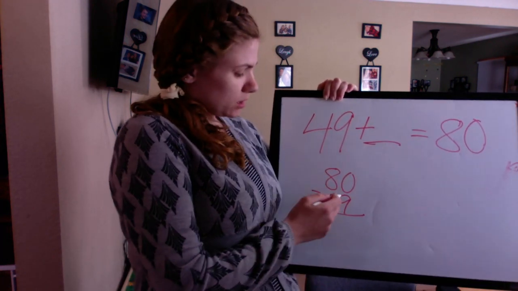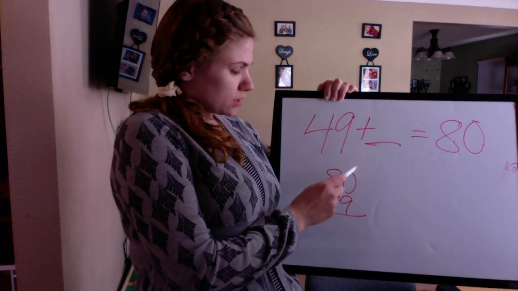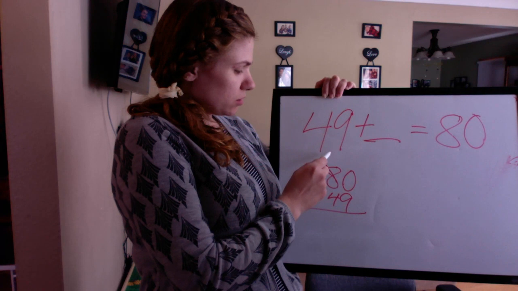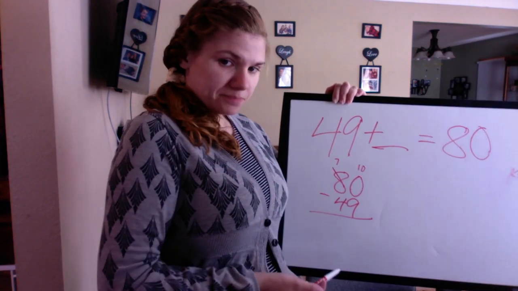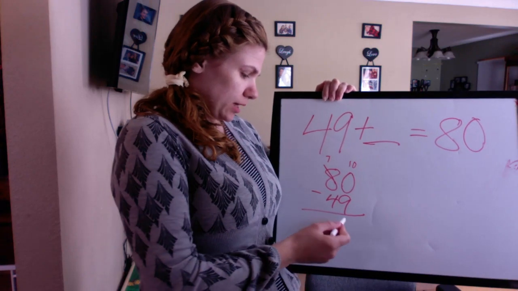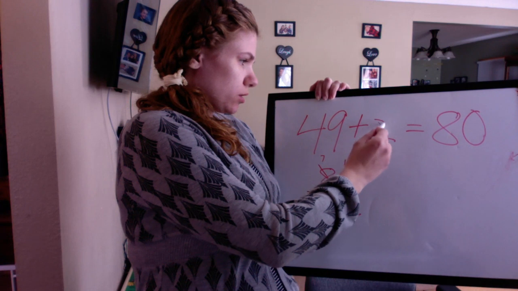And we know you can't take 9 from 0. You want 9 pizzas and you're starving and the pizza factory only has 0, so you need to go to the nearest pizza factory. That 8 becomes a 7. This 0 becomes a 10. 10 minus 9 is 1. 7 minus 4 is 3. So we get our 31.